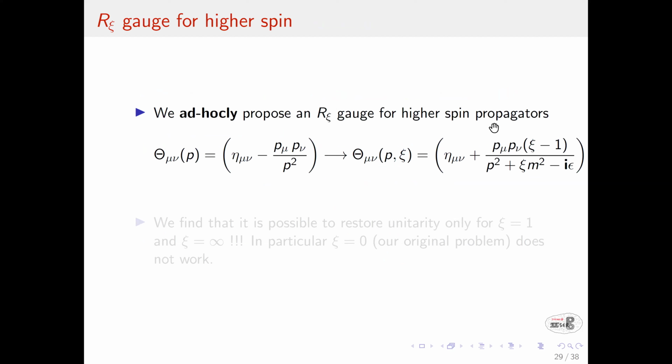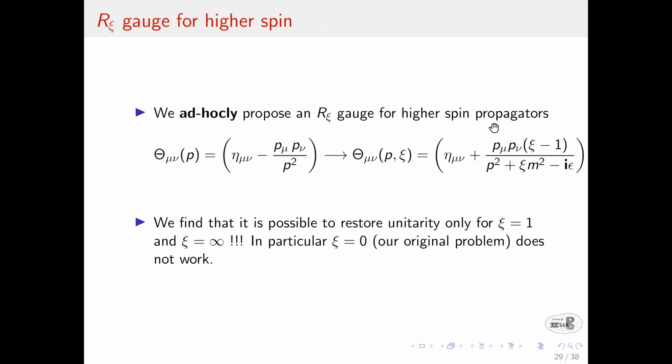Okay, so that's basically the upshot of the paper, and if we derive it, we'll be very happy. This derivation we still don't have, but the point is that we take this and naively just deform it. We add a xi parameter by hand. That says this cannot be the complete prescription, it must need some tweaking, and the reason is the following. We find that it is possible to restore gauge invariance only for two values, xi equal to 1 and xi equal to infinity. In particular, xi equal to 0, which was our original problem, does not work.